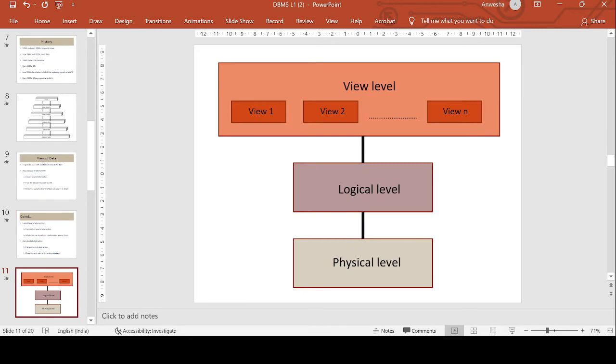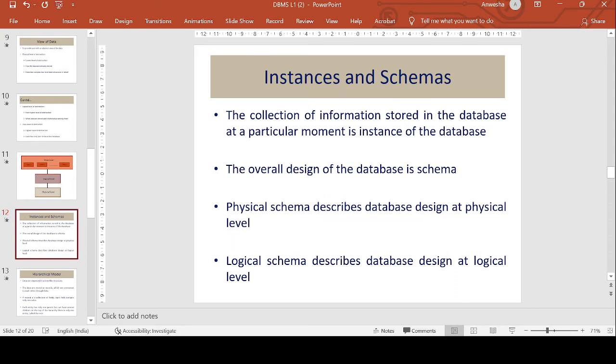So this is very important. The 3-level architecture, or sometimes 3-level design, 3-level schema. These types of questions come in the exam. Now what is an instance? The collection of information stored in the database at a particular moment is the instance of the database. The overall design of the database is referred to as schema.